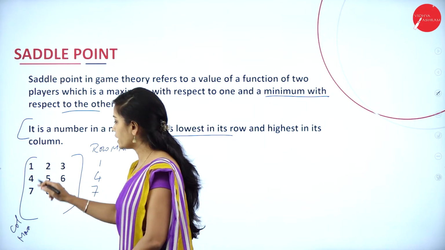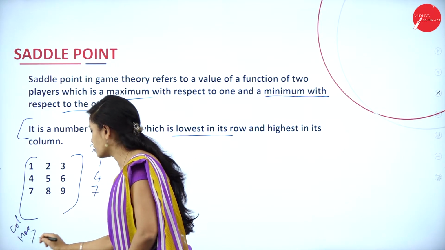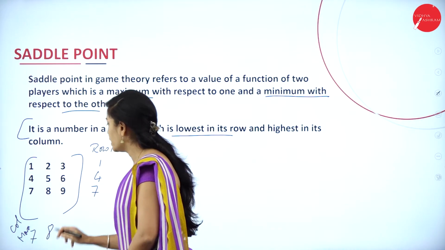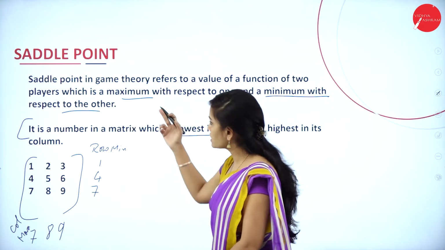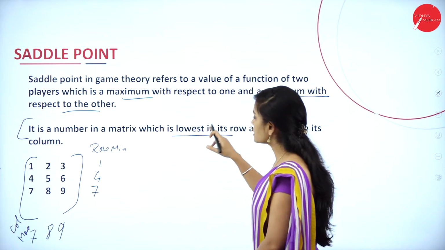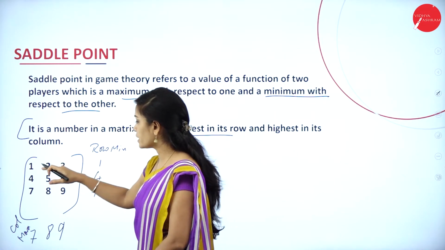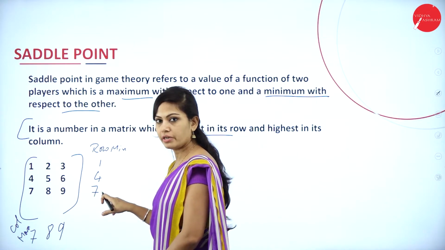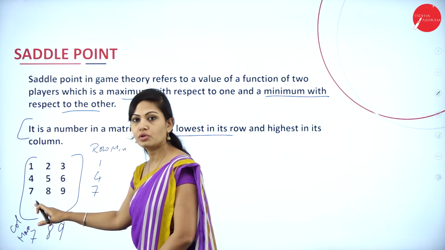And now I will take the columns. In the first column the highest value is 7, in the second column the highest value is 8, and in the third column the highest value is 9. So what is this saddle point? It is a number in a matrix which is lowest in its row and highest in its column. In this row, the lowest value is 7, and it is also the highest value in its column.